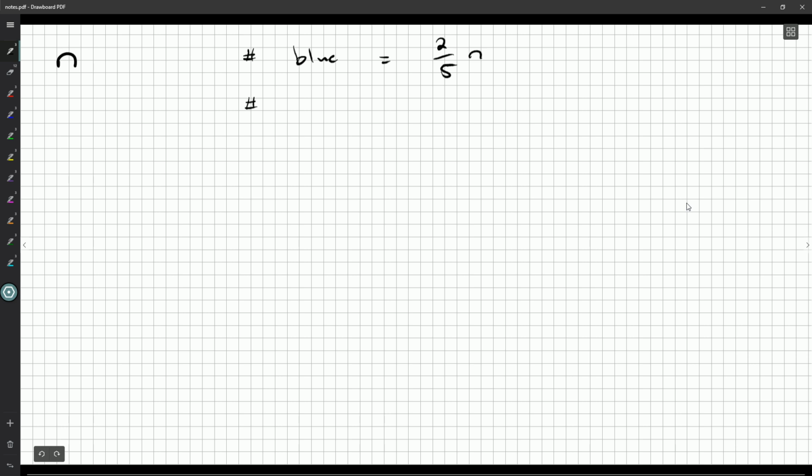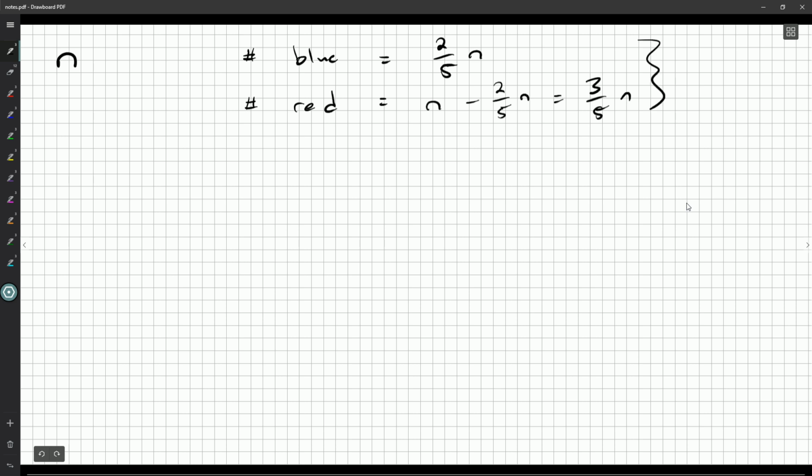And as a result, red marbles must be the remaining marbles. You could say n minus the number of blue, or you could just say, well, 2/5 plus what makes a whole? 3/5. Okay, so that's what we used to have.